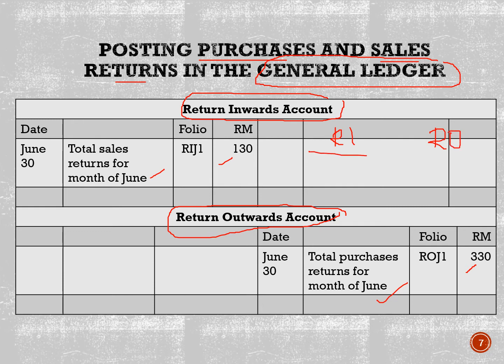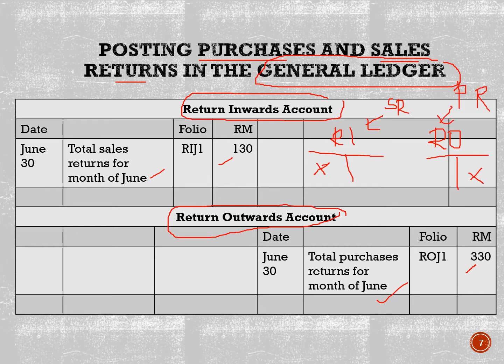Okay, untuk debit and credit, untuk return inward and return outward. Return inward adalah pulangan jualan. So, pulangan jualan kita akan state on the debit side. But untuk return outward, kita akan on the credit side. Sebab this one is pulangan jualan, sales return. This one is purchase return.